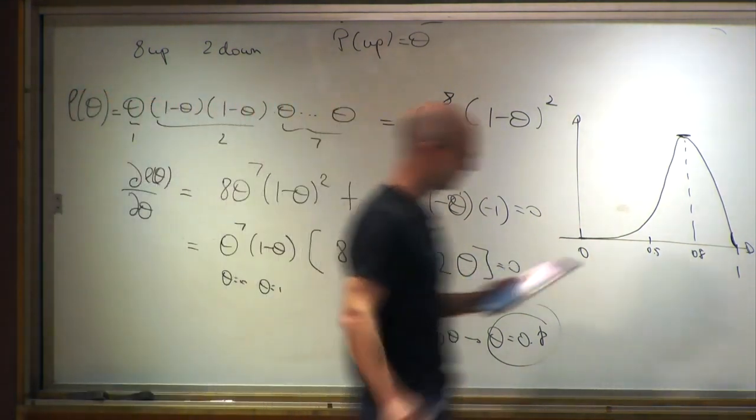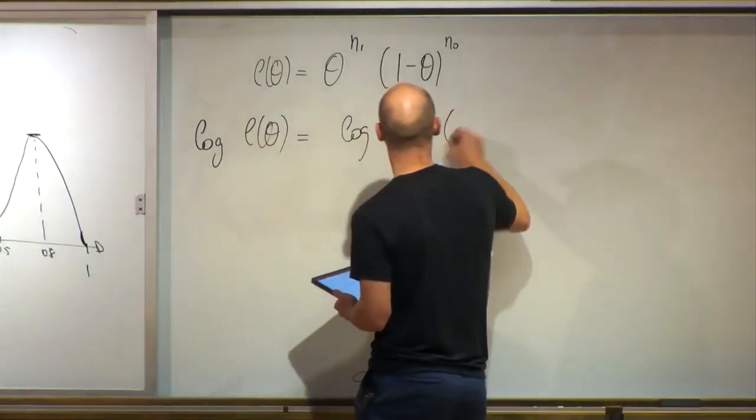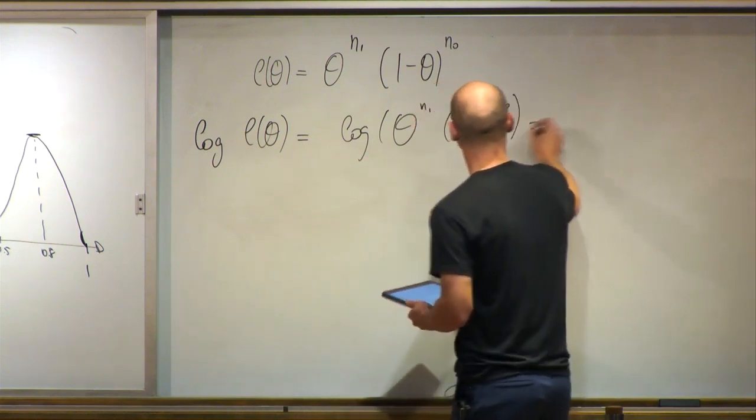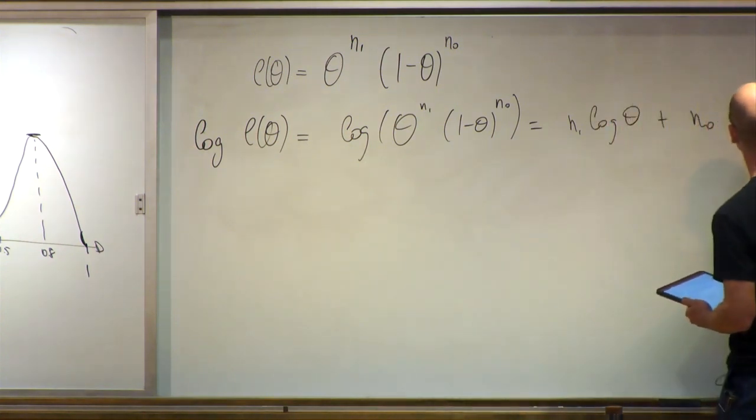Now, this math was kind of okay. We can do it. But in practice, people often prefer to do the math slightly differently. They'll say, in general, we have a likelihood of the type L(theta) equals theta to the power n1, how often we saw the first outcome, times (1 minus theta) to the n0, how often we saw outcome 0. We can work through the same kind of math we saw over there. But instead, we can also look at the log of L(theta), the log likelihood, which will be the log of theta to the n1 times (1 minus theta) to the n0, which is equal to n1 log theta plus n0 log(1 minus theta).